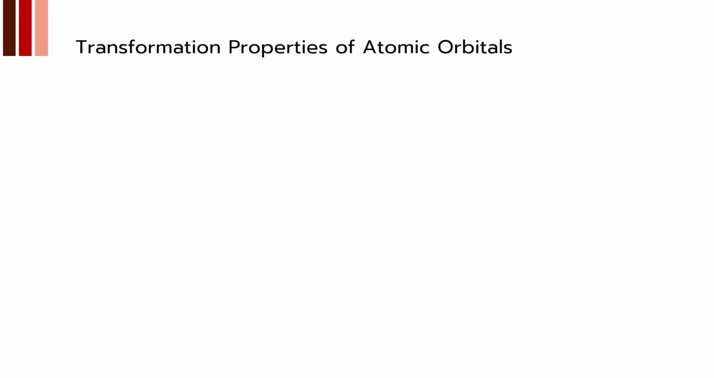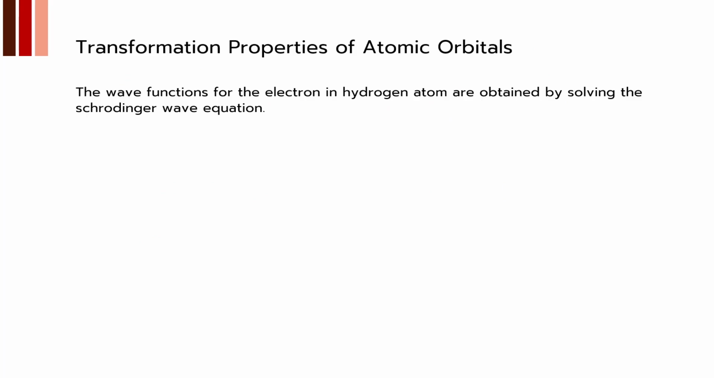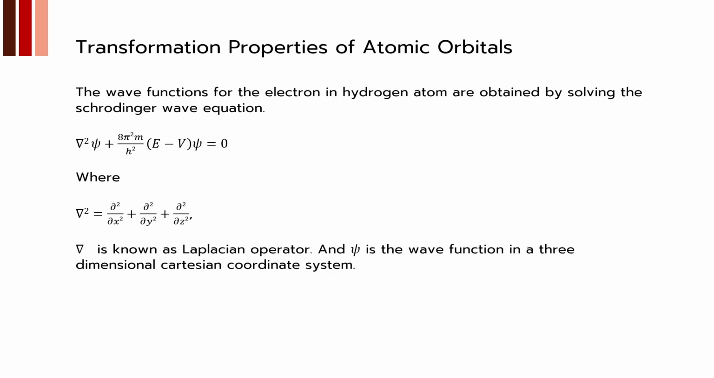When we talk about the transformation properties of atomic orbitals, the wave equation that is very prominent is the Schrodinger wave equation, which takes the shape, as you can see, of the Laplacian squared psi plus 8 pi square m upon h square into E minus V psi is equal to 0, where psi is the wave function, and this is the Laplacian operator, which has the value in space del square upon del x square plus del square upon del y square plus del square upon del z square. Of course, this is known as the Laplacian operator. Everybody knows about it. And E stands for the total energy, while V stands for the potential energy. So E minus V is actually the kinetic energy of the system.